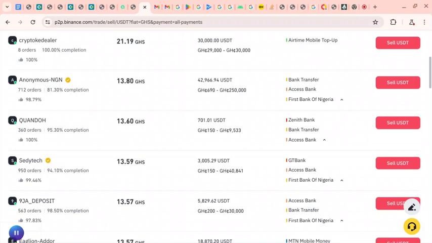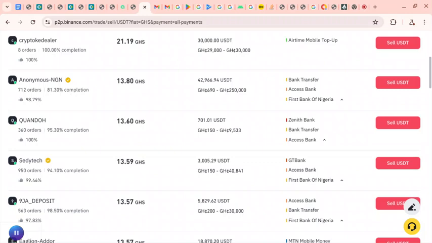So 0.23 times 10,000 cedis, you have 2,300 as your profit. It's like if you invested 10,000 Ghana cedis in it. So let's assume that you invested 100,000. 100,000 times 0.23, you have 23,000 Ghana cedis as profit. So let's assume you invested 1 million Ghana cedis in it times 0.23, you have 230,000 Ghana cedis as profit.